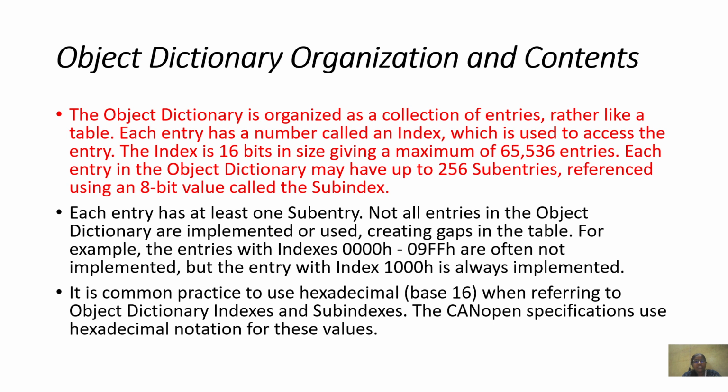So this object dictionary is organized as a collection of entries, rather like a table. Each entry has a number called the index, which is used to access the entry. The index is 16 bits in size, giving a maximum of 65,536 entries. Each entry in the object dictionary may have up to 256 sub-entries referenced using an 8-bit value called the subindex. So each entry has at least one sub-entry. Not all the entries in the object dictionary are implemented or used.